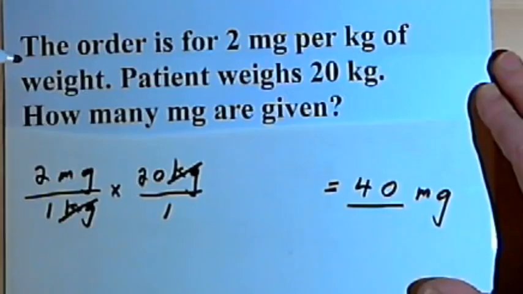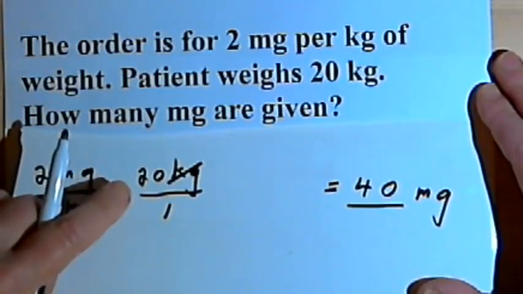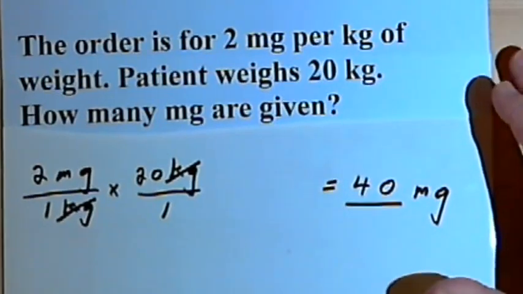Okay? So the basic approach is going to be take your order, multiply it by the patient's weight, and that will give you your answer. Okay, let's make it a little more complicated.